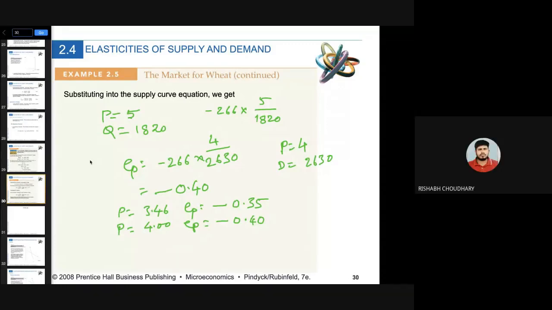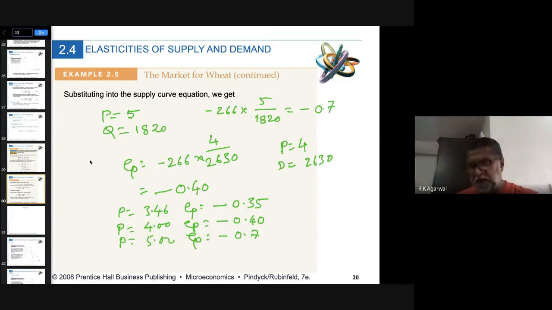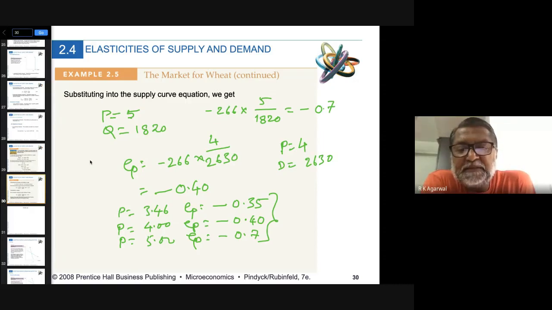Minus 0.73, minus 0.7. So when price is $5, elasticity is equal to minus 0.7. So what conclusion can we draw from this example? Higher the price, higher the elasticity; lower the price, lower the elasticity.